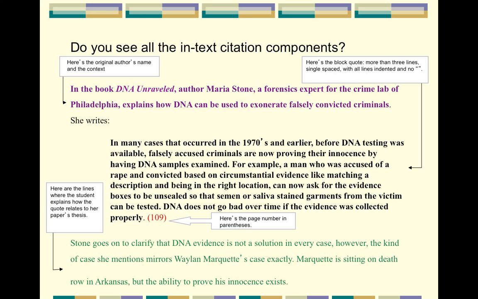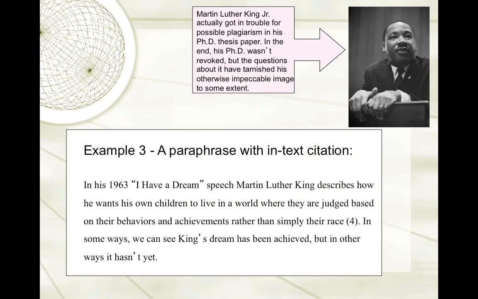All right, let's go look at a paraphrase. Here's an example of a paraphrase within text citation. In his 1963 I Have a Dream speech, Martin Luther King describes how he wants his own children to live in a world where they're judged based on their behaviors and achievements rather than their race. In some ways, we can see King's dream has been achieved, but in other ways, it hasn't yet.